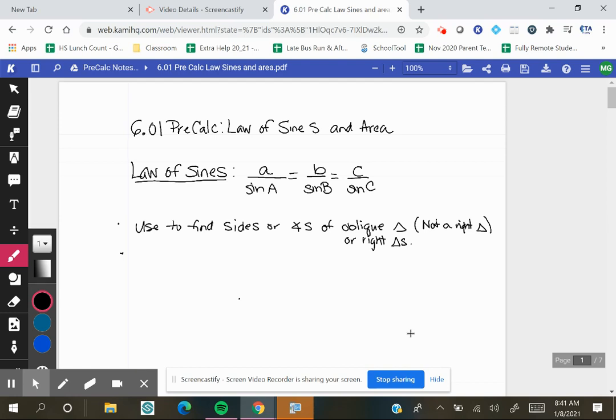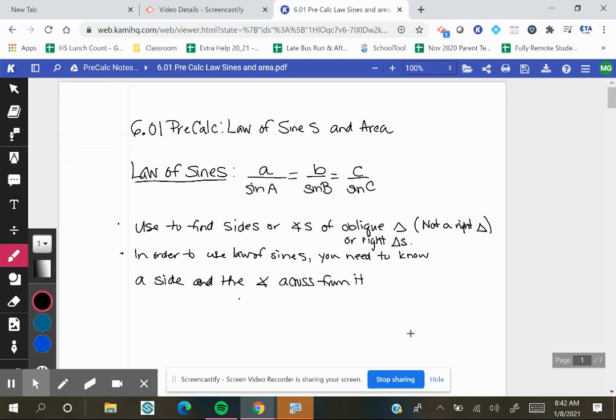In order to use law of sines, you need to know a side and the angle across from it. If you know that, then that's a good indication that you should use law of sines. All right.